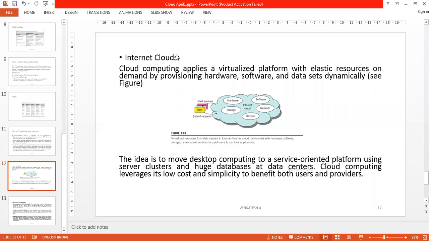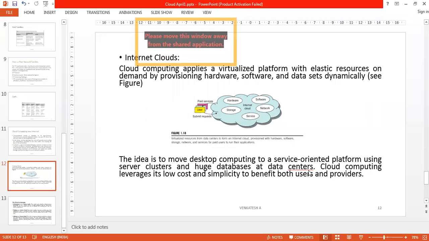value-added, paid services. The overall idea is to shift desktop computing to a service-oriented platform. Once again, the overall idea of internet clouds, or cloud computing, is to shift desktop computing to a service-oriented platform using server clusters and huge databases at data centers. And cloud computing leverages its low cost and simplicity to benefit both users and providers.